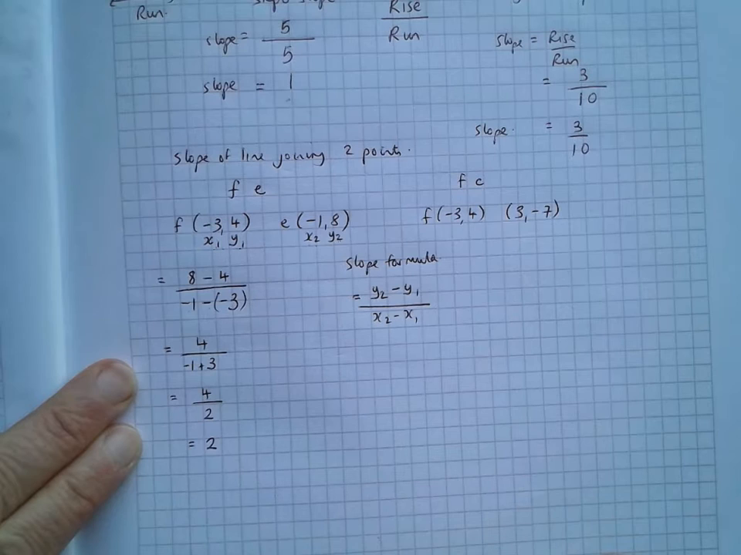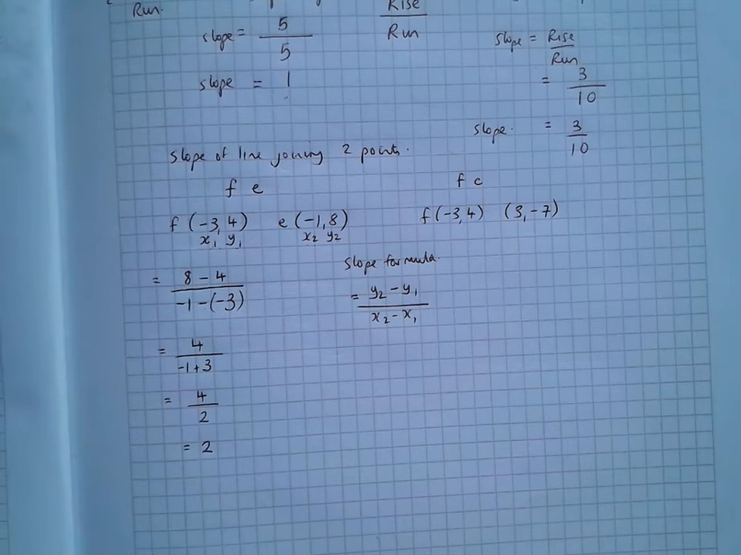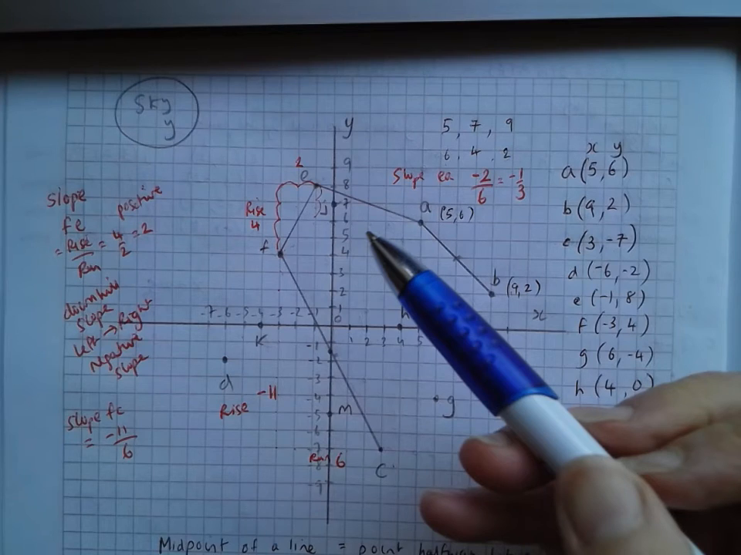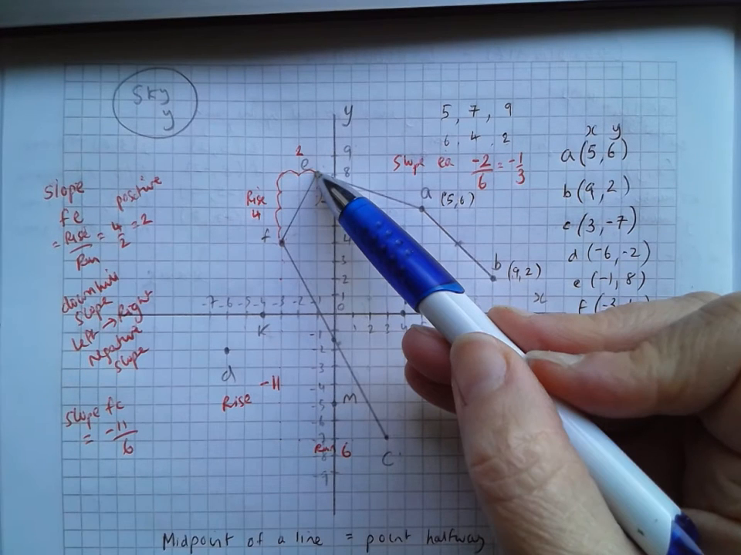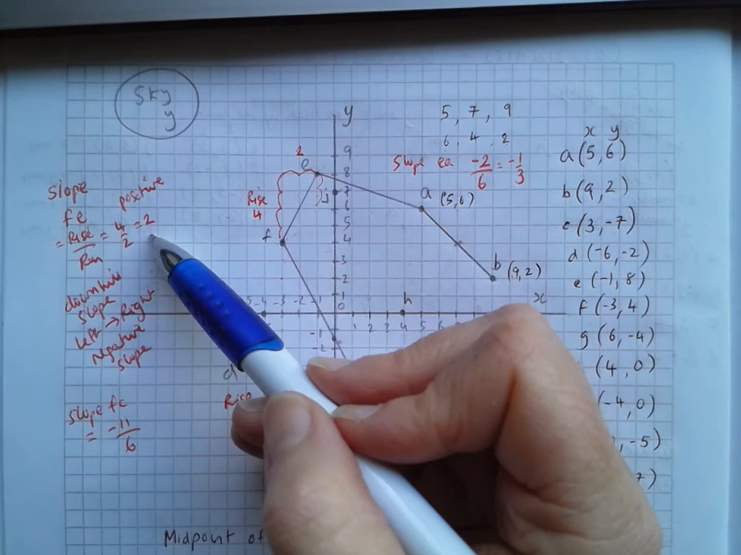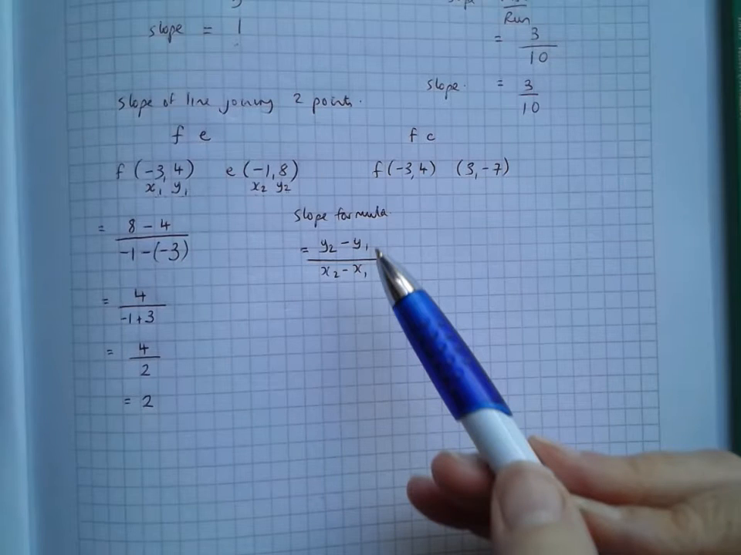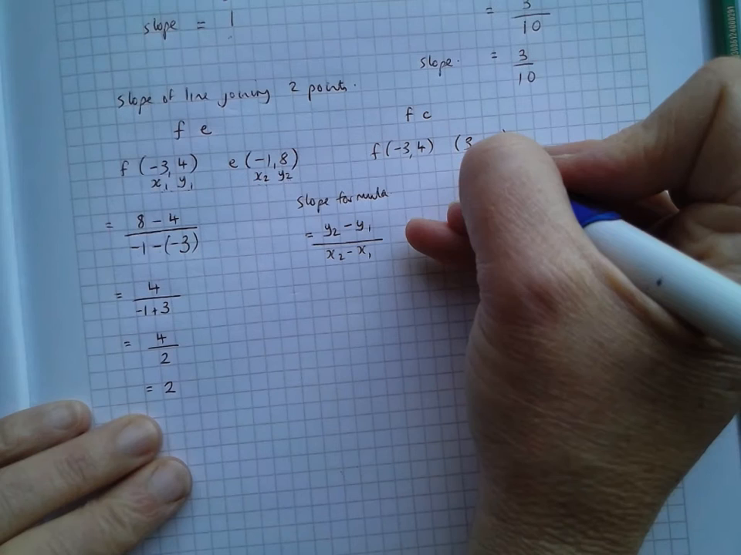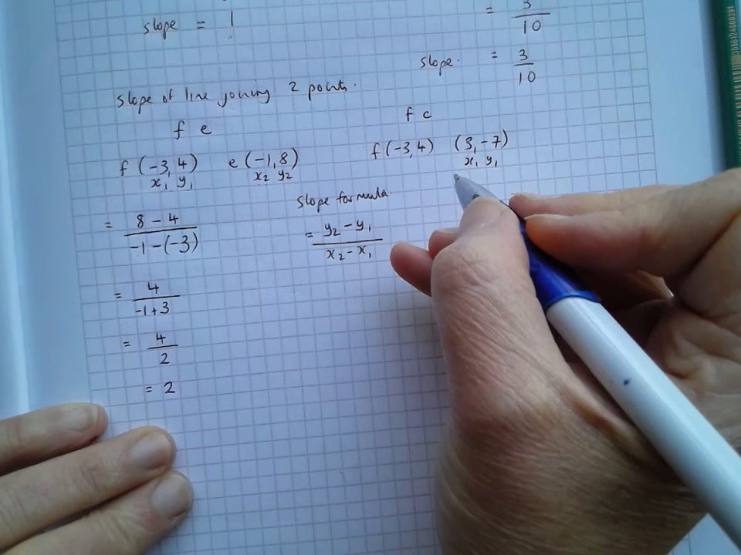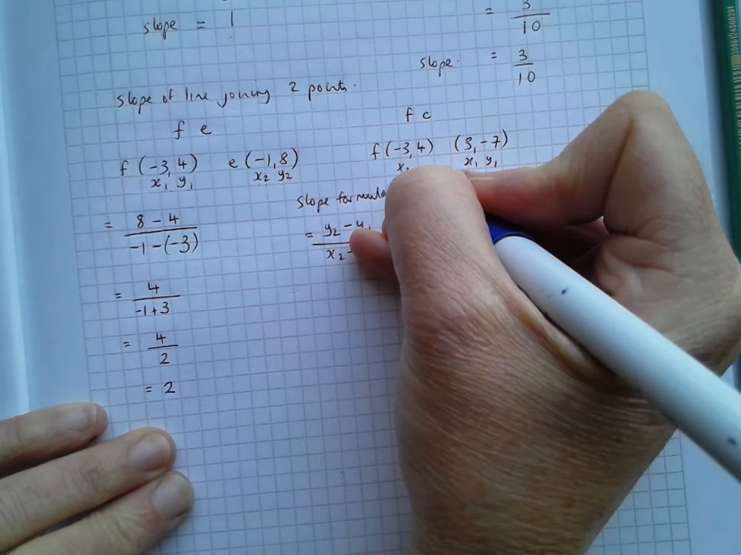Now if we went back here, you can see that's what we found already. Slope FE, rise over run, is 2. So that's correct. Let's take our second one. And this time I'm going to do it the other way around. I'm going to call this one x1, y1, and this one x2, y2. Just so you can see it doesn't matter which way around it is.